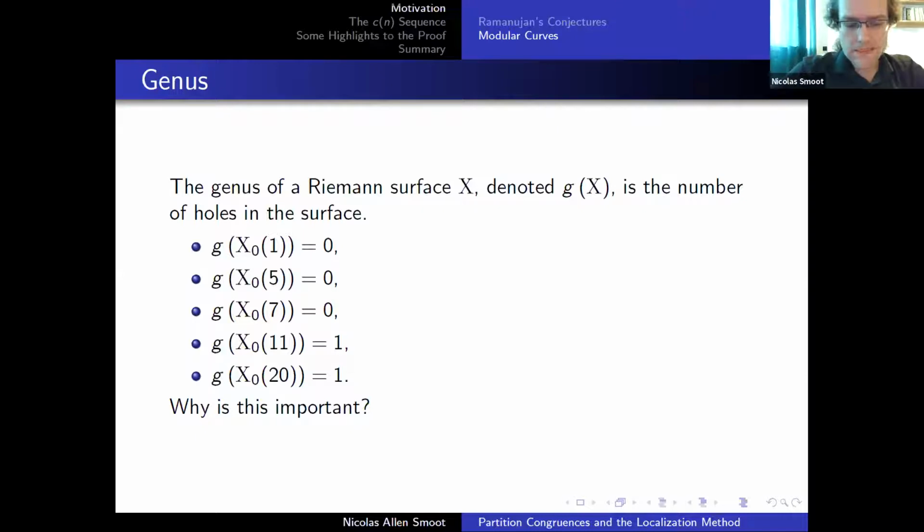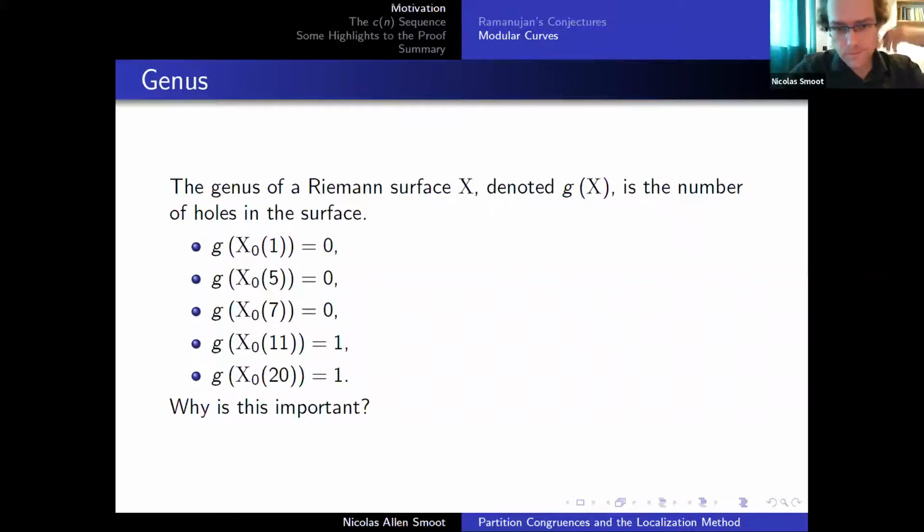Okay, so I said that these surfaces are interesting for analytic purposes. They're also interesting for topological purposes. So each of these surfaces has a certain unique number. It's called the genus. It's just the number of holes in the surface, or if you like, handles in the surface, right? So the genus of X0(1), X0(5), and X0(7) is 0. These are just topologically spheres. And the genus of, say, X0(11), or say X0(20), is 1. These are donuts, or coffee mugs, as everyone will tell you.